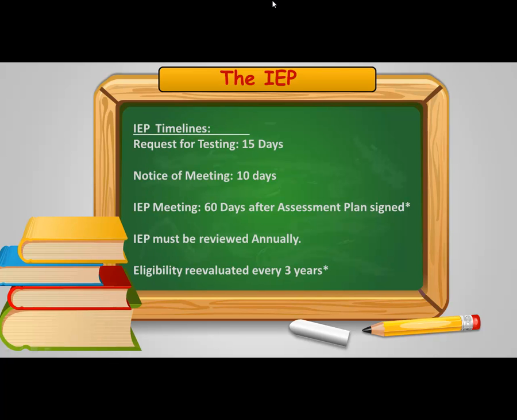The IEP timelines are quite specific. If a parent requests testing, the district must answer within 15 days. If a school wants to schedule an IEP meeting, they must provide 10 days of prior notice before the meeting. If a parent requests testing and signs an assessment plan, there must be an IEP held within 60 days of that signature. And in some states like Nebraska, it's only 45 days.